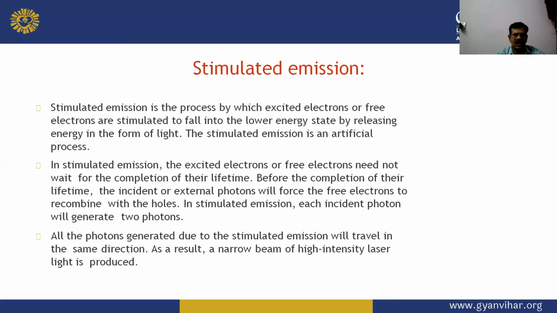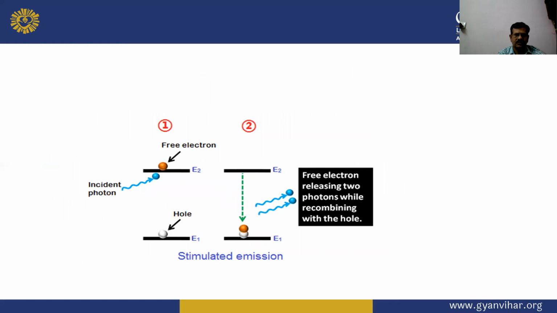So all the photons generated due to the stimulated emission will travel in the same direction. As a result, a narrow beam of high intensity laser light is produced. This is the diagram which shows the stimulated emission, in which free electrons release two photons while recombining with the holes. This is the representation of stimulated emission.